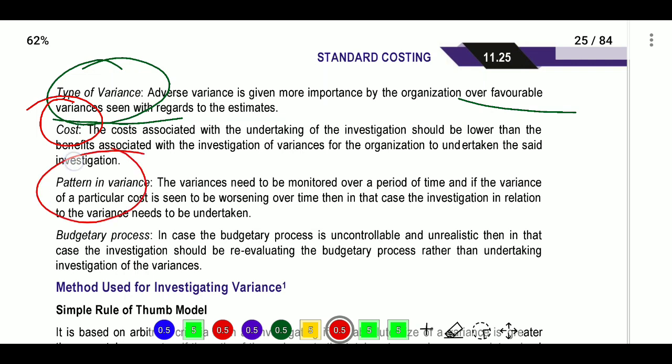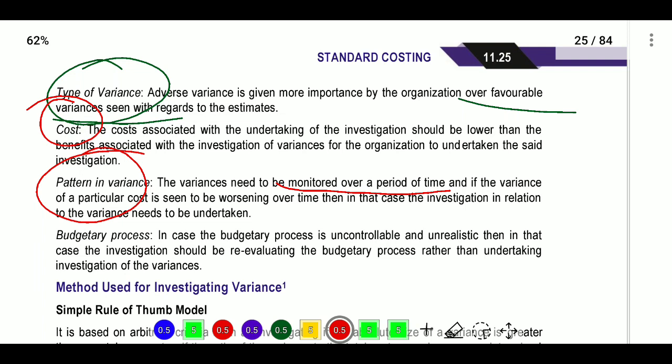Next, the pattern in variance. What is the pattern that is going on? You will monitor over a period of time, and if the variance of a particular cost, such as advertisement, selling and distribution, is always there, what is going on in advertisement? They will tell you advertising is provided in newspaper, advertising is provided on TV. They will tell you, sir, last year, last month, like that.